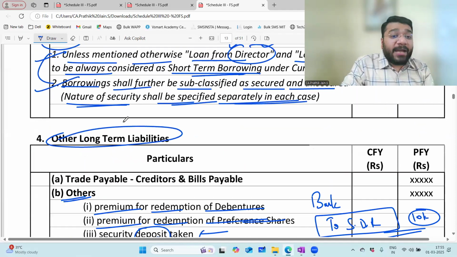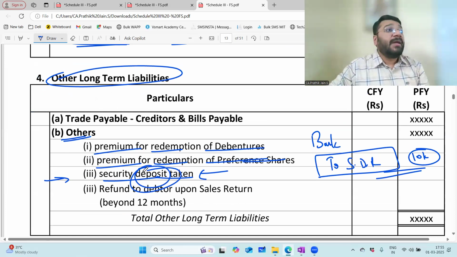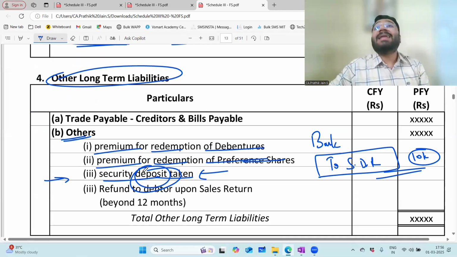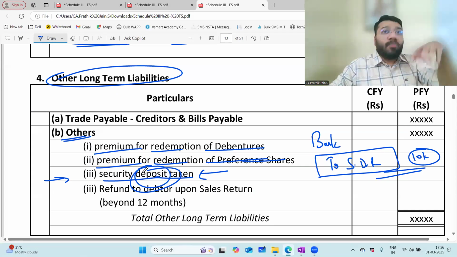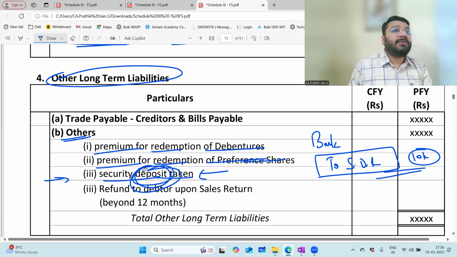This deposit, I don't want it for my business. This deposit is taken for a specific purpose. I'm not going to use this deposit in my business particularly, so I'm not going to pay any interest on this. This deposit I'm taking as a safety margin. So if tomorrow that person does something wrong to my product or my premises, I will use that money against it. Am I loud and clear? This is the meaning of security deposit taken.